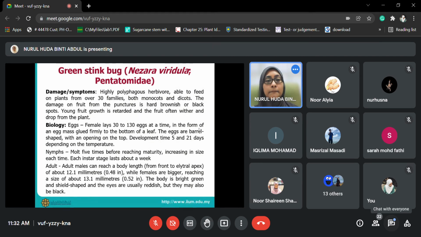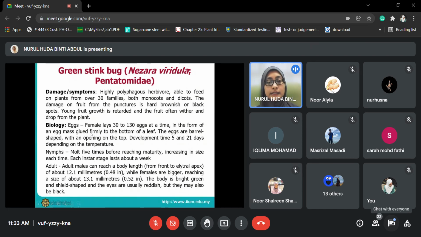And they will puncture the fruits, so they cause hardened, brownish or black spots on the fruits. And if the fruits cannot develop, it will become retarded. This is due to heavy infestation lah. Otherwise, kalau sekali serang saja, there is a possibility that the fruit can grow. And if the fruit is retarded, often they will drop from the plant, maksudnya gugur sebelum matang.